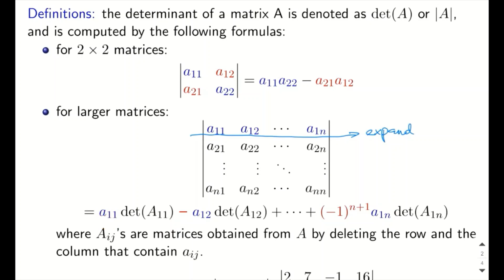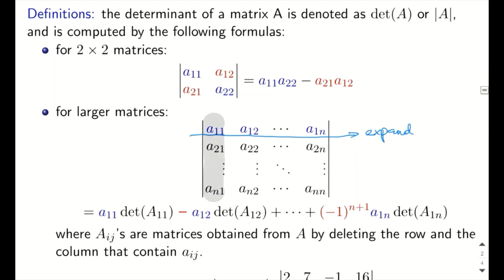So in this case, because you took out A11, you need to delete the row and the column that contain it. What's left is this matrix. This is a matrix of smaller size, right? Because you deleted one row and one column, its size is going to be n minus 1 by n minus 1. And this is A11, this guy. Then you move to the next one.